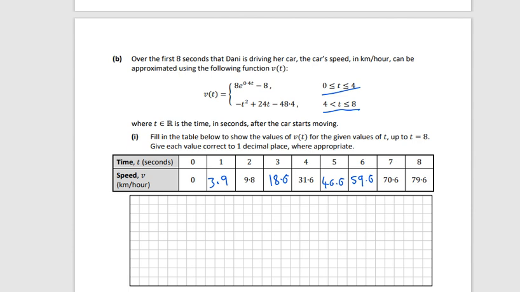Right, this one I've already filled in actually. They just want us to input the x values. So they want us to put 1, 2, 3, and 4 into the top one, because it's between 1 and 4, and then they want us to sub 5, 6, 7, and 8 into the bottom one, because it's between 4 and 8. When you sub in 1 instead of t in the top one, it gives you 3.9. You sub in 3, it gives you 18.6. And then put in 5 and 6, and you get 46.6 and 59.6.